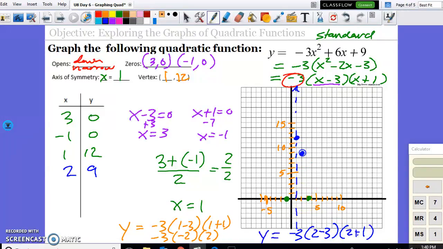So I'm going to plug that in, 2, 9, use the axis of symmetry, get the other point exactly on the other side, which is 0, 9, and then graph the parabola. And look, it opens down and it's narrow, just like I anticipated it would be.